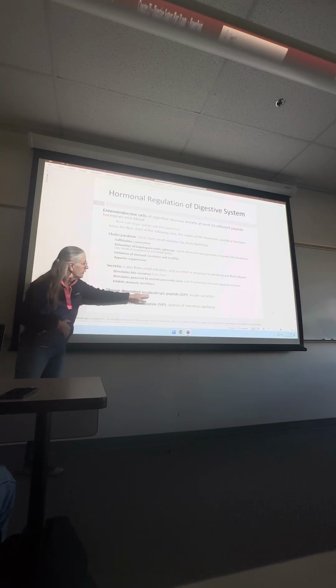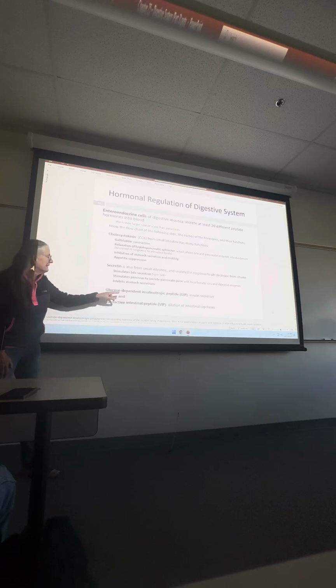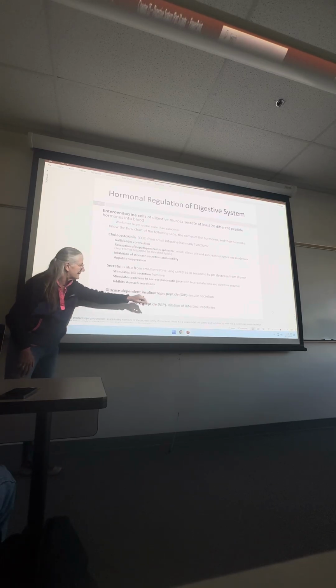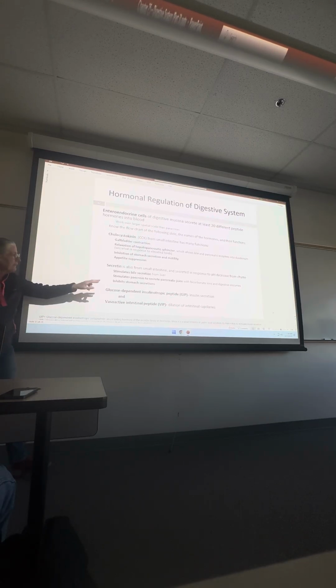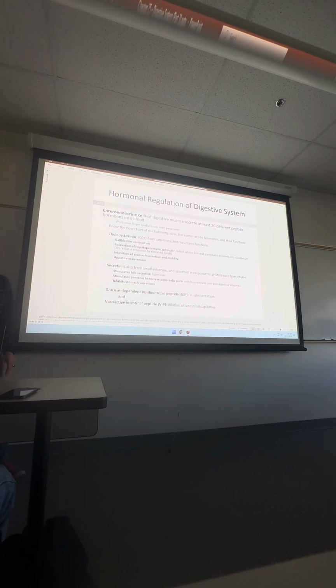Glucose-dependent insulinotropic peptide, oh my God. GIP, we're going with GIP. We know that it has to do with insulin, exactly this, insulin secretion. This GIP has to do with insulin secretion. And vasoactive intestinal peptide, or VIP, to dilate the capillaries in the intestine. What's the value of that?